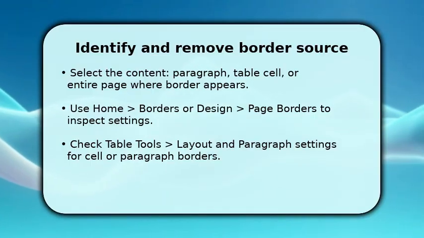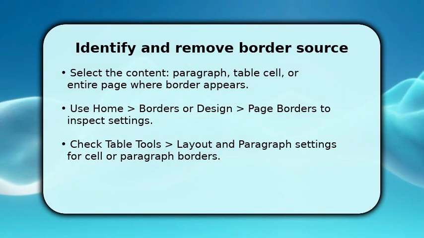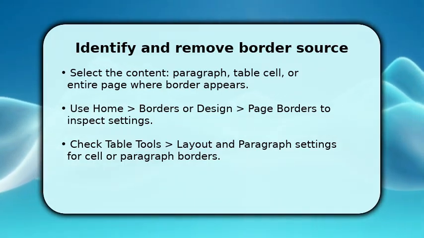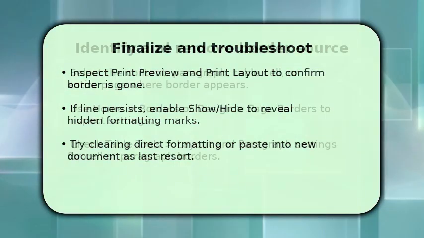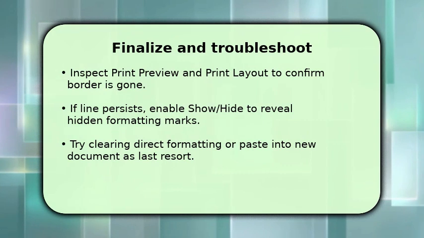For tables, use Table Tools Layout or Design to remove cell or table borders, and for paragraph borders, check Paragraph Dialogues Borders tab. If multiple elements overlap, remove each source and finish by checking Print Preview and switching between layout views to confirm removal. Sometimes a border hides only in one view.